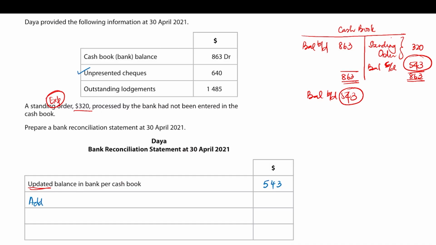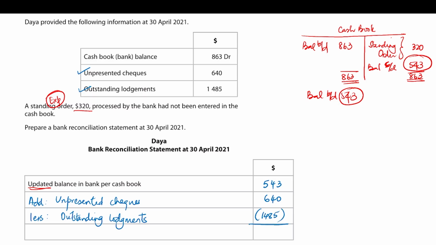And then unpresented checks we will add. So we add unpresented checks 640, and outstanding lodgements we subtract. So we'll say less outstanding lodgements. That is, we will subtract 1485.